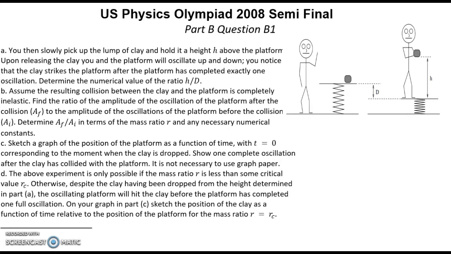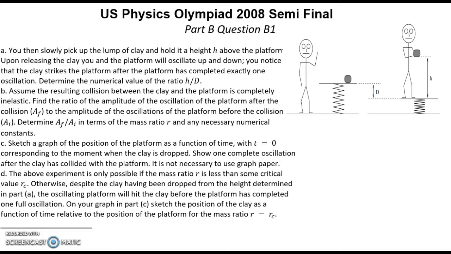Questions. A. You then slowly pick up the lump of clay and hold it a height h above the platform. Upon releasing the clay, you and the platform will oscillate up and down. You notice that the clay strikes the platform after the platform has completed exactly one oscillation. Determine the numerical value of the ratio h over d.